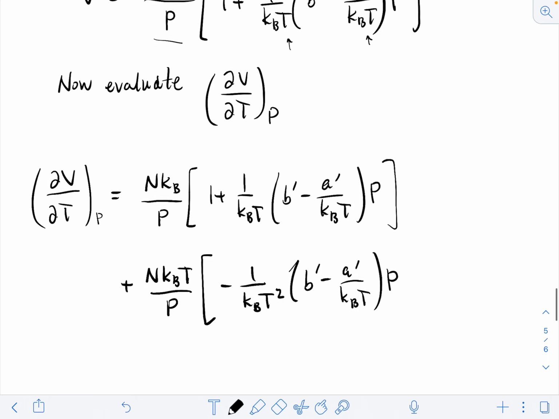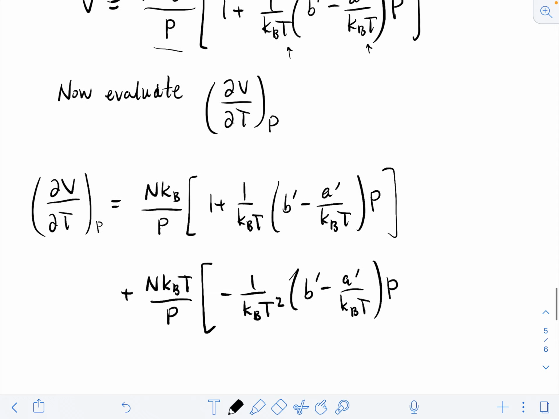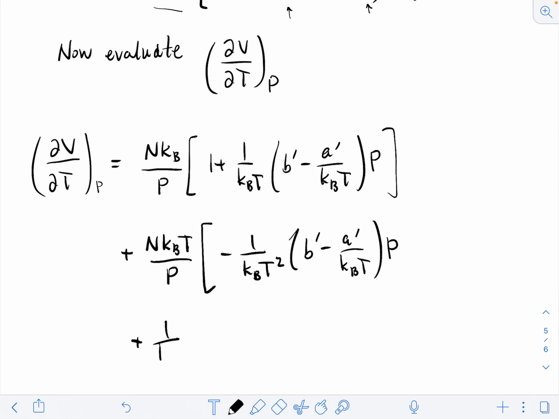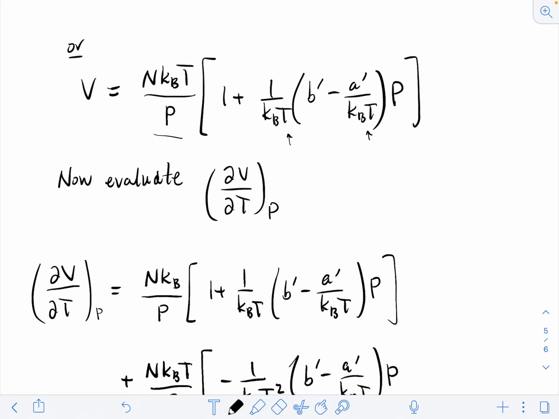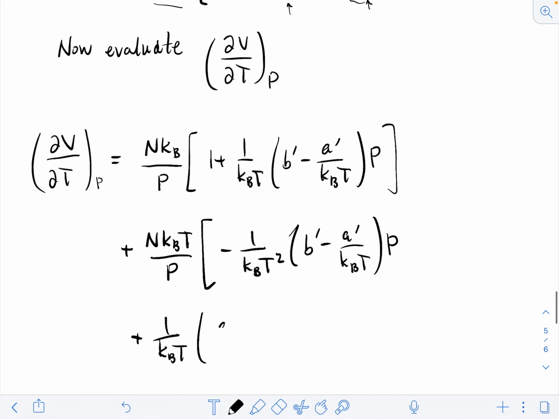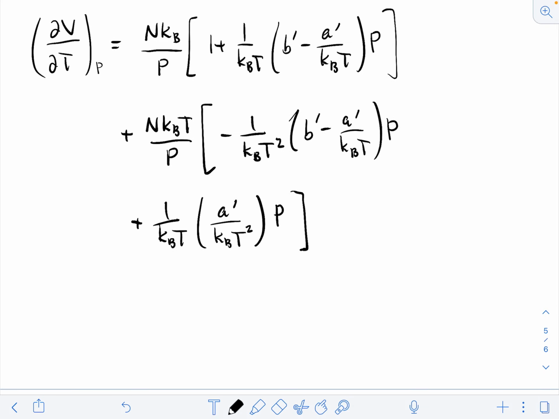And then we have to write down the, let's see, we'll get plus 1 over k_B T, and then we take the derivative over here, and we have a minus A prime over k_B, and then we'll get a minus 1 over T squared, so overall it's plus A prime over k_B T squared, and we still have pressure. Okay, so I think that's the derivative.